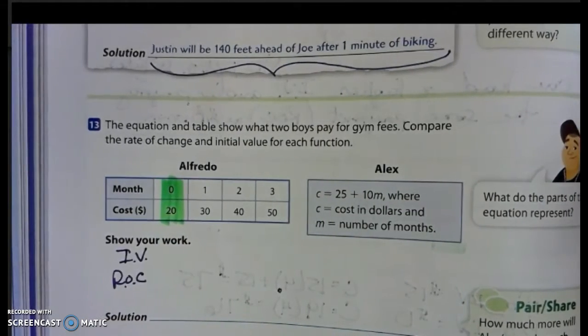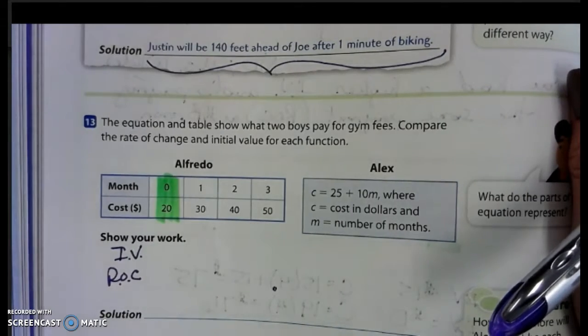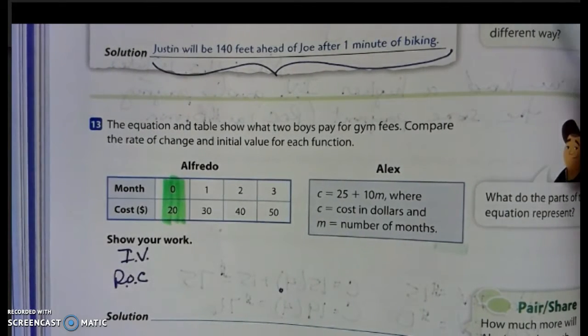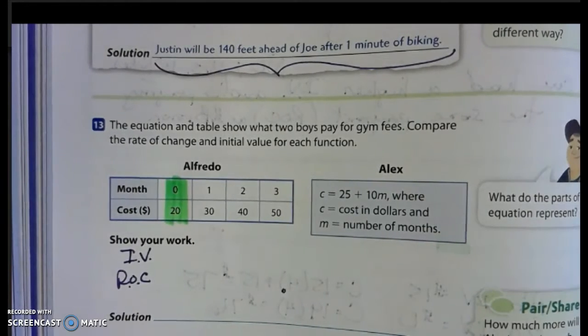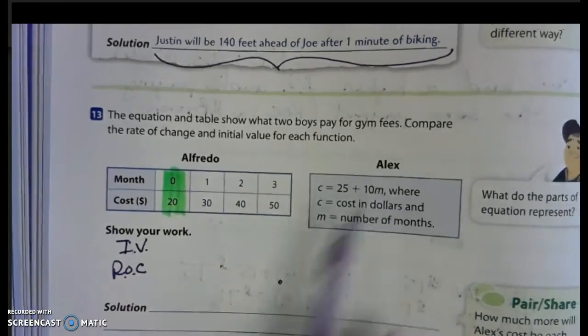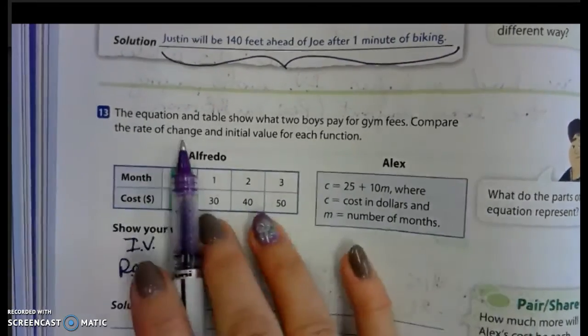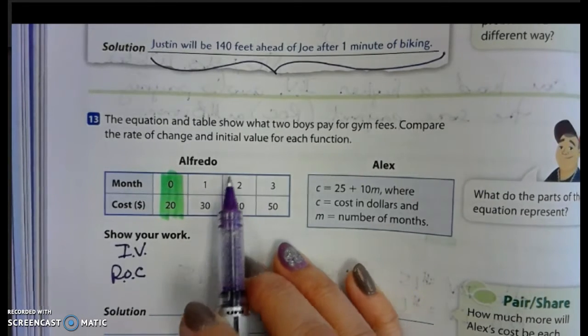Okay, on page 64, your guided practice, these will be the ones that are similar to your quiz. Read and go through their example at the top. Number 13, we want to compare two boys' gym fees. We're talking about Alfredo and Alex. We need to compare the rate of change and the initial value. Now, if we want to compare those, we need to know what they are.